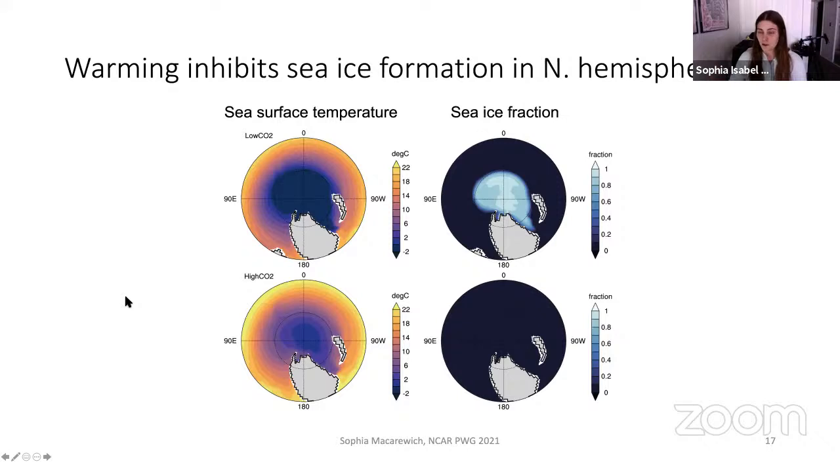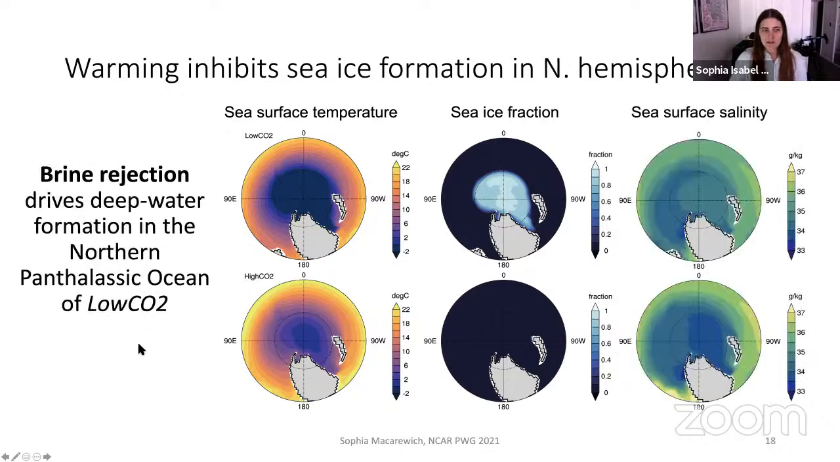Why do these differences occur in the meridional overturning circulation? Well, here I'm showing you polar plots of the northern hemisphere. And so here we can see that relatively lower sea surface temperatures near the North Pole in the low CO2 simulation support widespread sea ice formation, sort of an island of sea ice forms. Whereas in the high CO2 simulation, sea surface temperatures never reach values low enough to support sea ice formation.